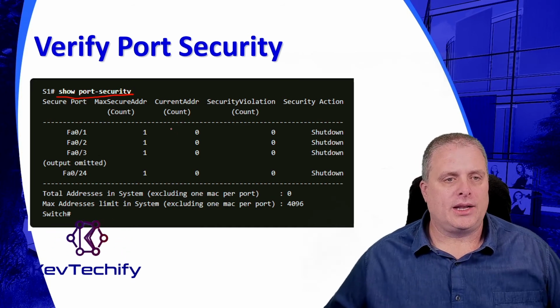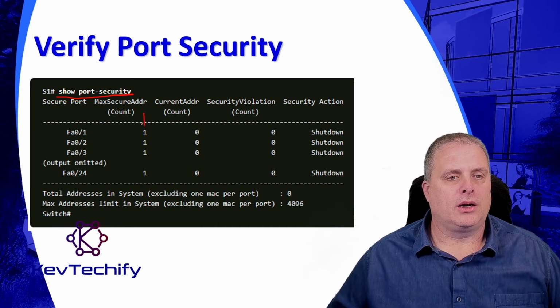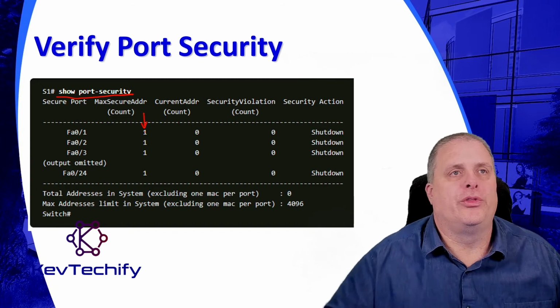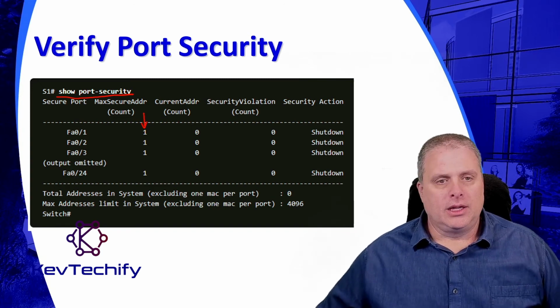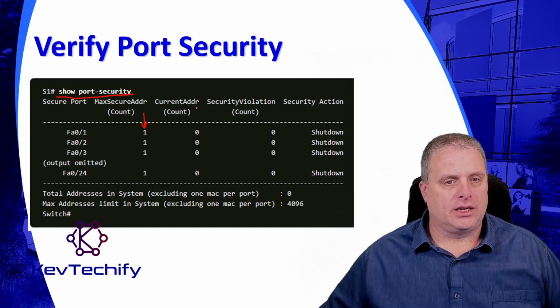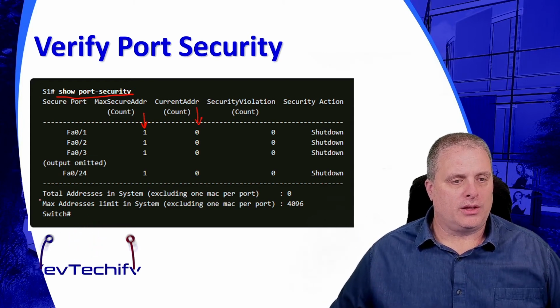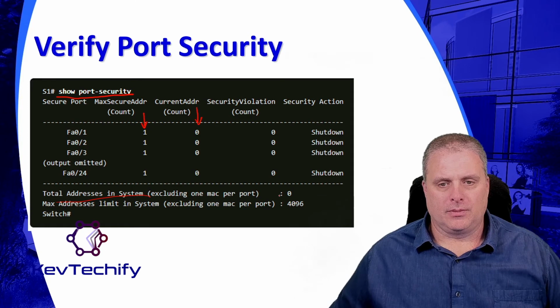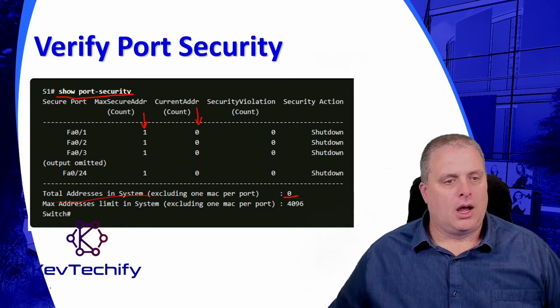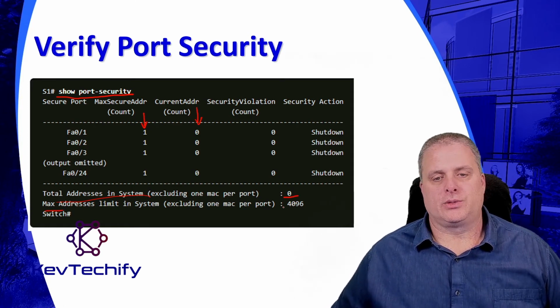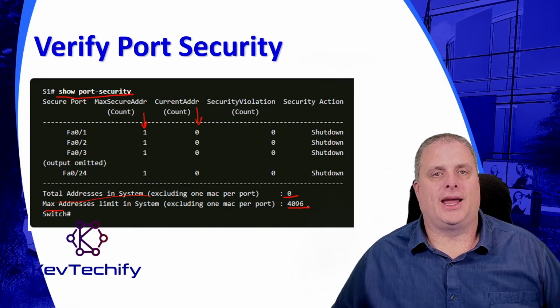How can we tell that? The maximum number right here is 1, so we've enabled that. We can also tell that there are no devices connected because there are no MAC addresses. Once again, we can also tell that right here by the total addresses in the system, which is 0. It also gives us what the max is. On this switch, it happens to be 4096.